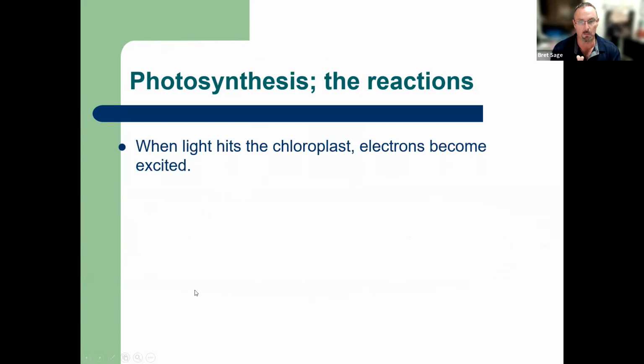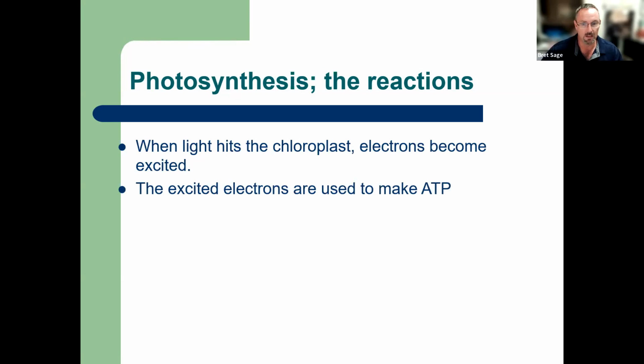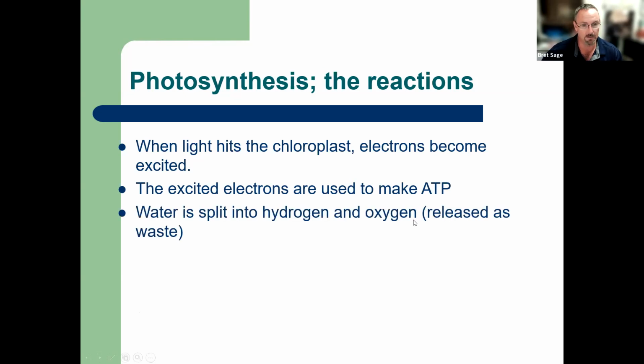Well, when light hits the chloroplast, electrons become excited. You guys remember from the previous chapter, excited electrons or high energy electrons were used to power the ATP mill. So that's exactly what they do here. These excited electrons run through something very similar to the ETS. It is a form of ETS, and they make ATP, but you can't stop there. Water is split into hydrogen and oxygen and released as waste.